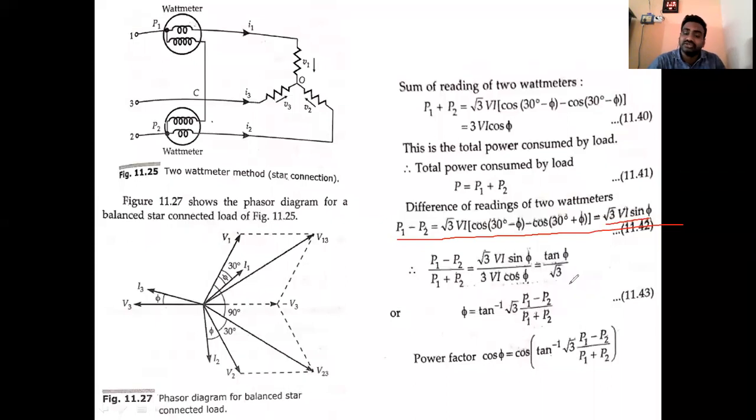What is the final expression? Phi is equal to tan inverse of root 3 into (P1 minus P2) divided by (P1 plus P2). So what is power factor? Power factor is equal to cos phi, that is equal to cos of tan inverse of root 3 into (P1 minus P2) divided by (P1 plus P2). So this is how we analyzed the behavior of power factor, with the help of phasor analysis.